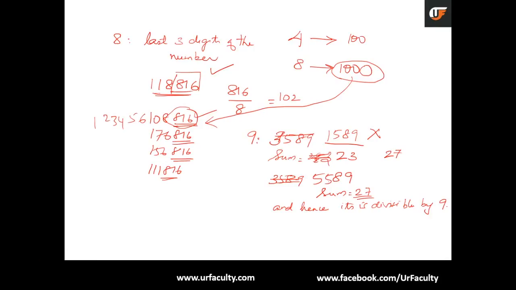Now, if the question is to arrive at the nearest number, what is the number that needs to be added to 1589 to make it divisible by 9? If that is the question, how do you handle it? So the best technique would be to add 4 to this number, and you will get 1593.